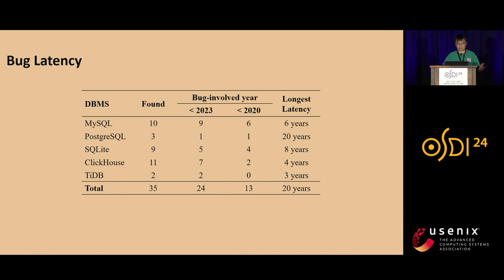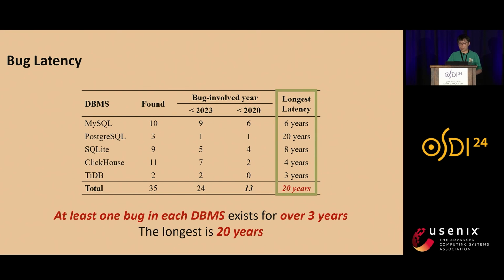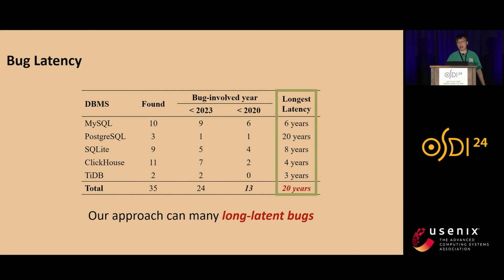We also analyzed the bug latency. So we found that among the 35 bugs that can cause incorrect results, 24 of them exist for over 1 year, and 13 of them exist for 4 years, and the longest one is 20 years, and for each database system, at least one bug exists for over 3 years. So it demonstrates that our approach can find many long latency bugs.